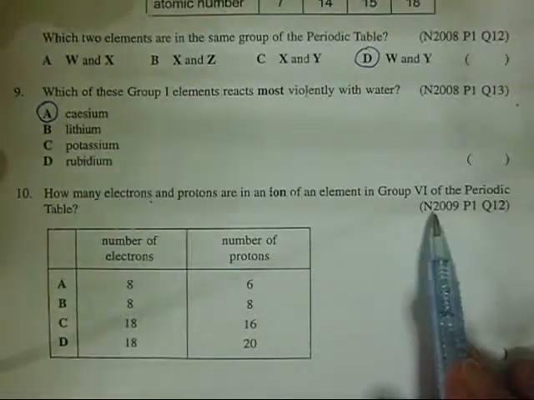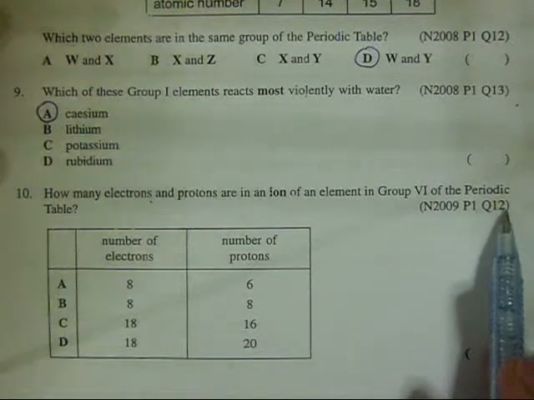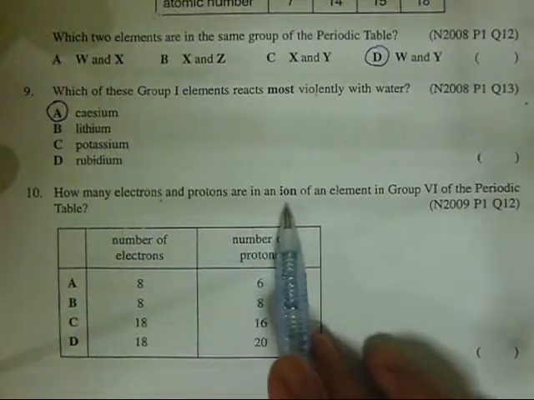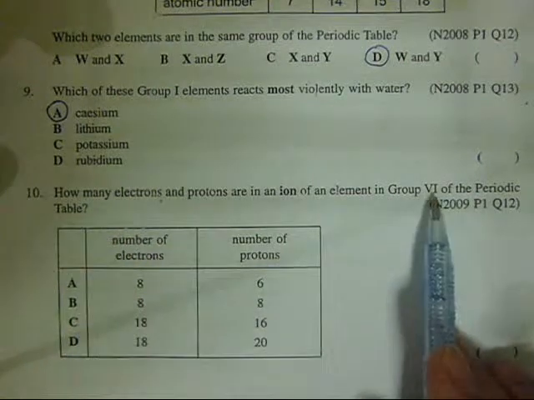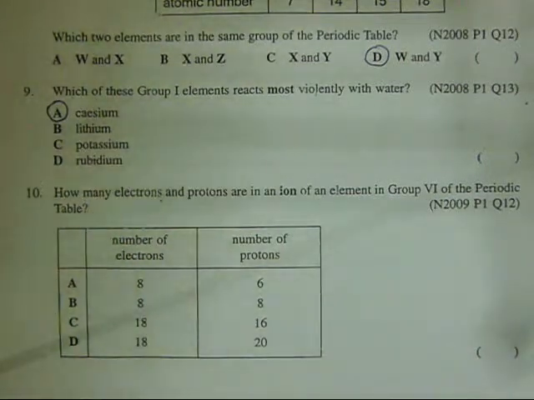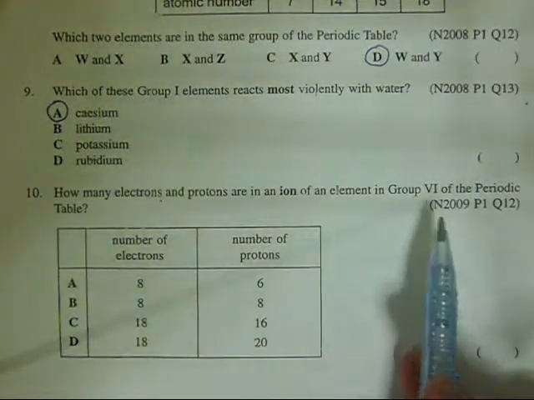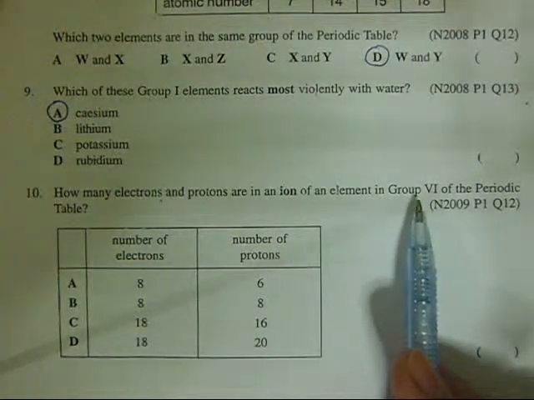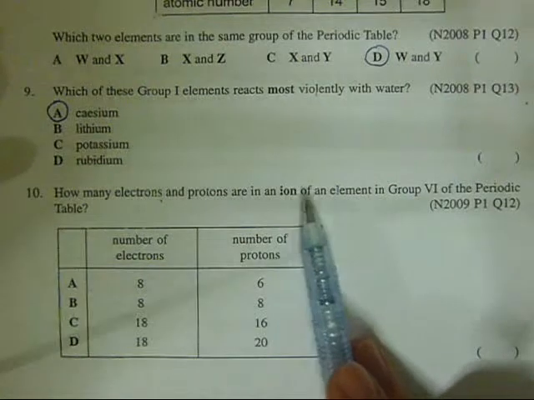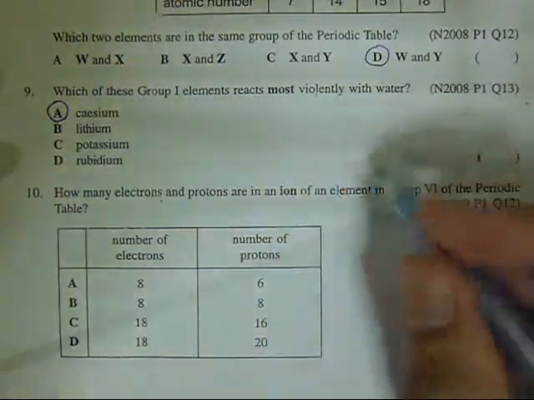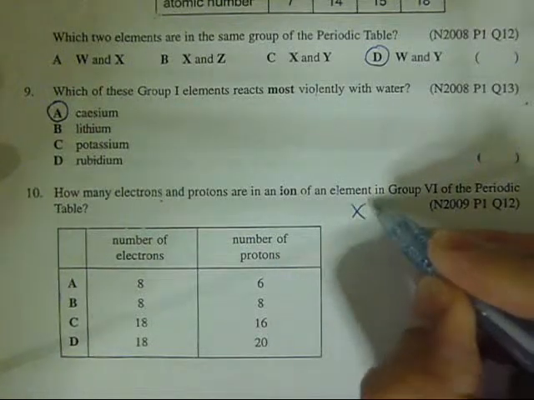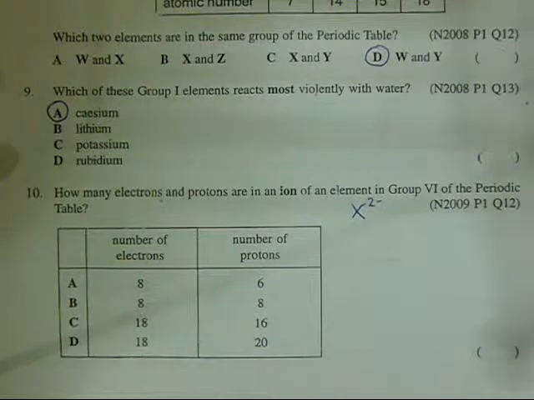Okay, this question is from November 2009, paper 1, question 12. How many electrons and protons are in an ion of an element in group 6 of the periodic table? Now, group 6 means 6 valence electrons, as I mentioned many times. 6 valence electrons means that it needs to take in 2 electrons to become 8 to be stable. So the ion formed by this element should be 2 minus because it takes in 2 electrons. For example, the element is X. So the ion of this element will be X2 minus.